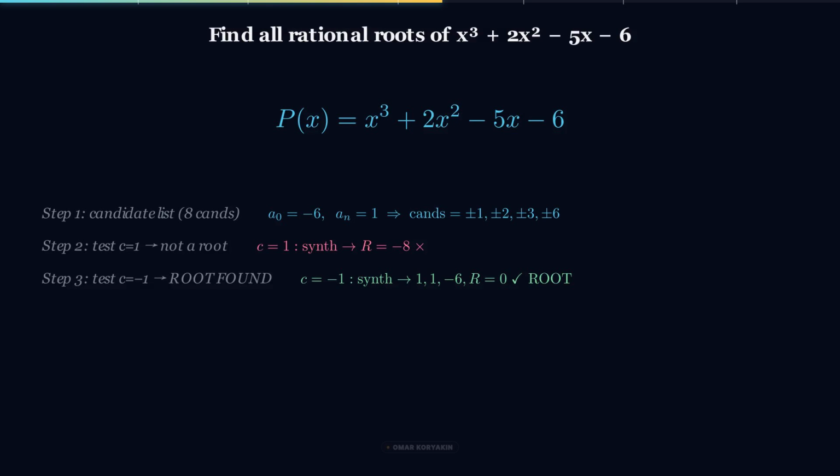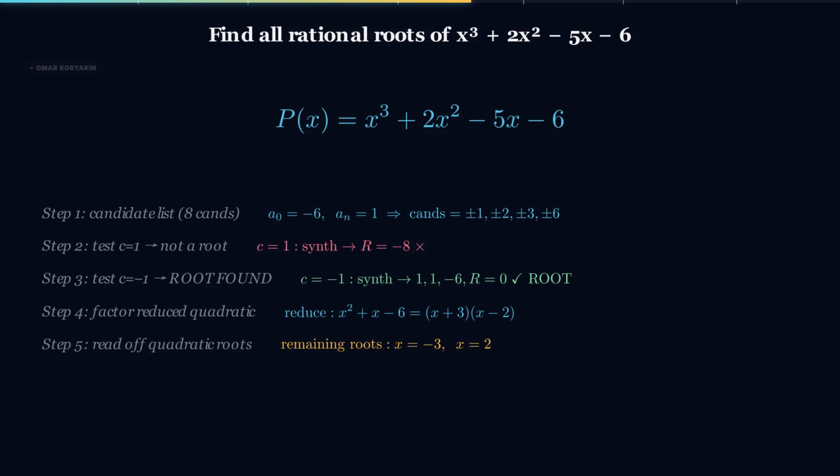Test C equals -1, synthetic divide, bring down 1, multiply by -1, -1, add 2 plus -1 equals 1, multiply -1, add -5 plus -1 equals -6, multiply 6. Add -6 plus 6 equals 0, remainder 0, C equals -1 is a root. Reduce. The quotient is x squared plus x minus 6. Factor x squared plus x minus 6 factors as the quantity x plus 3 times the quantity x minus 2. Roots of the quadratic are x equals -3 and x equals 2.